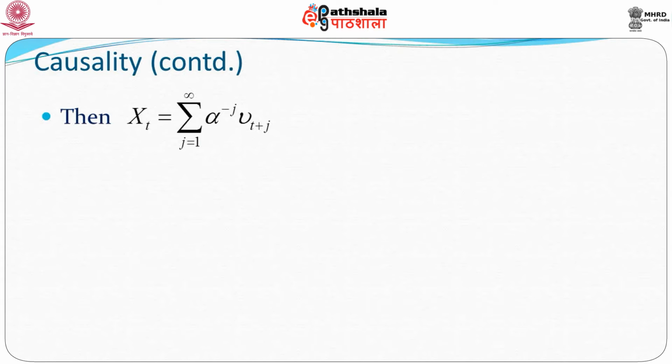Then what happens is that if we keep on replacing the X_t values, X_{t-1} depends on X_t, therefore X_t depends on X_{t+1}, X_{t+1} depends on X_{t+2} in the same way, and if we keep on doing this, we can write X_t as the summation j equal to 1 to infinity alpha to the power of minus j nu_{t+j}. Notice that it is not nu_{t-j}, it is t plus j, because we are looking at the future innovations now. But the innovations have an expectation of 0. So, the expectation of X_t is going to be 0.